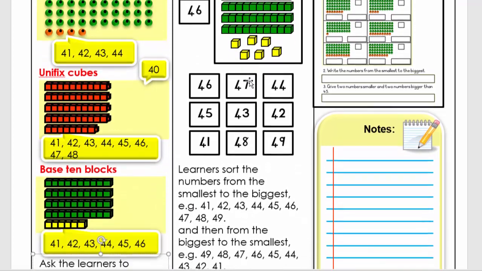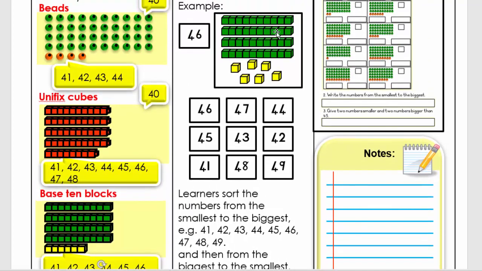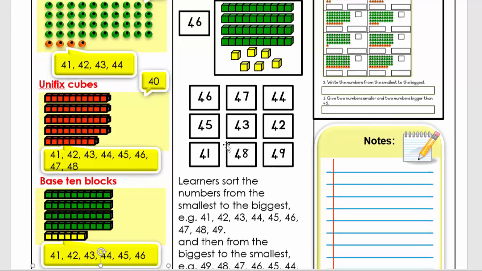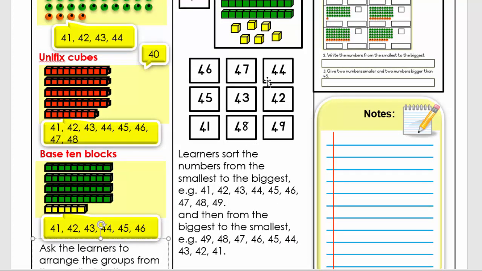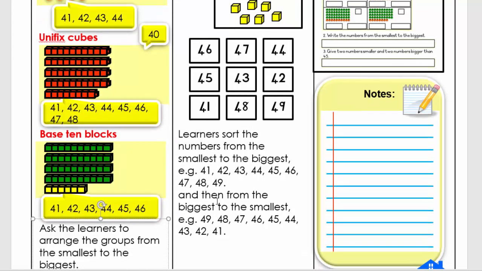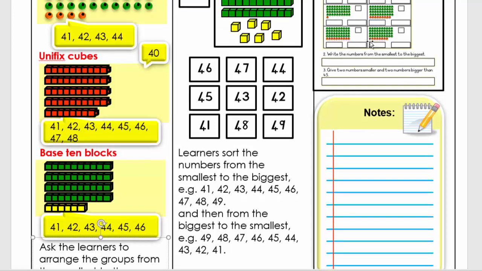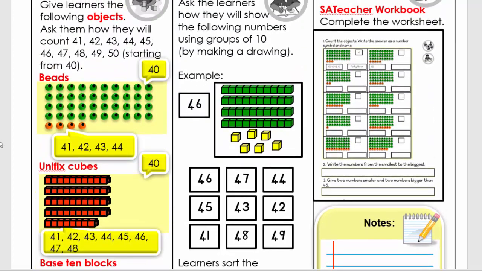What we're going to do now is give the learners the base 10 blocks, and they can match the base 10 blocks with a number. You can just make little cards with these numbers on them, or you can use your place value cards. Then we're going to ask them to sort the cards from the smallest to the biggest. Again, a practical activity, and then from the biggest to the smallest. When you're done with this, we're going to move to the worksheet.